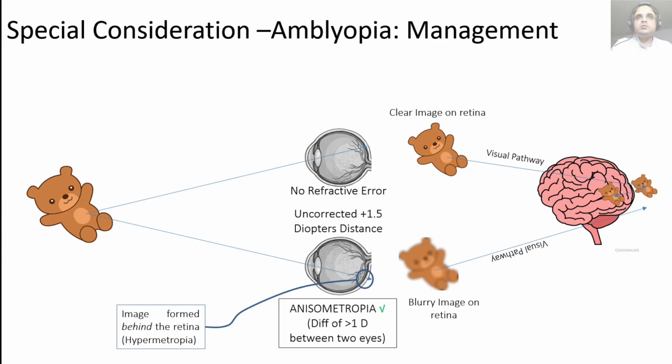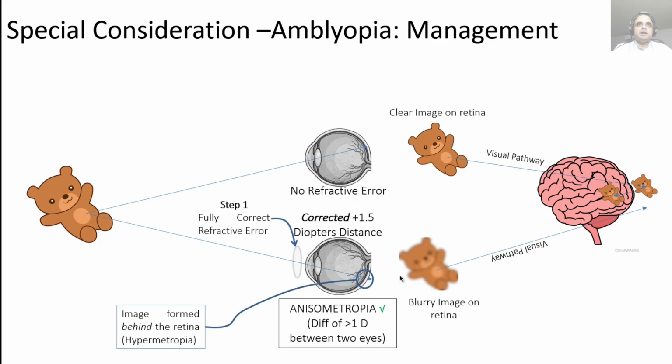So what we need to do is two things. We need to clear this image up, and number two, we need to kickstart this pathway that has stopped. The first step is rather easy. All we need is an appropriate correction, and that would clear this image up.